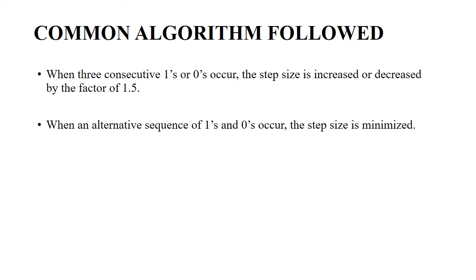The common algorithm which is used for adaptive ADM is: when 3 consecutive ones or zeros occur, then the step size will be increased or decreased by a factor of 1.5. When an alternating sequence of ones and zeros occurs, then the step size will be minimized by itself.